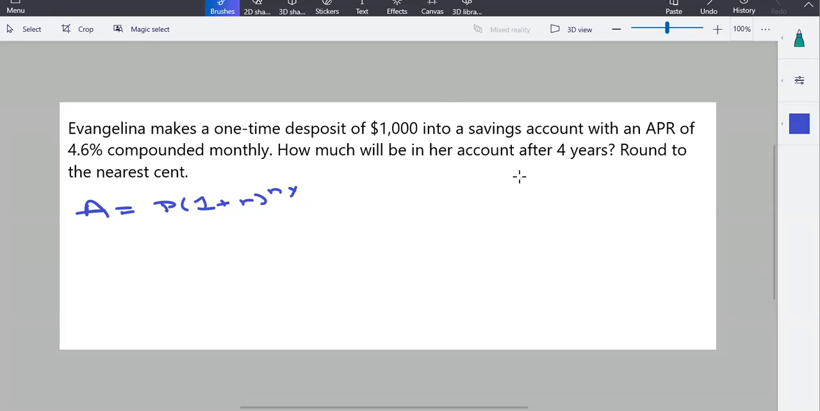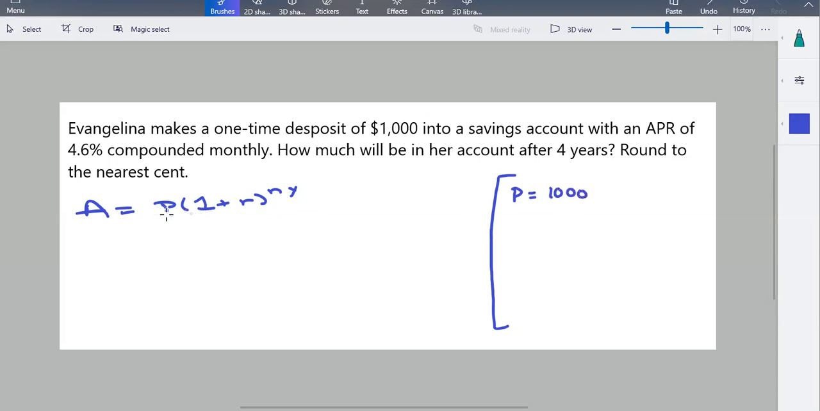So lots of times with these questions, I like to write off onto the side what the different pieces are. A stands for the accumulated amount or the future value, and that's what I'm looking for. How much will be in her account after 4 years? So I do not have A. So let's go on to P. P stands for principal, or the starting amount, or the deposit amount. And Evangelina deposits $1,000, so that's P.